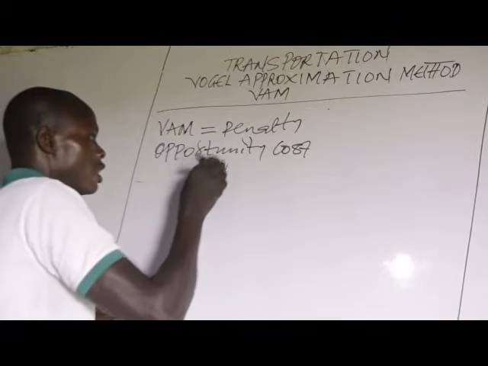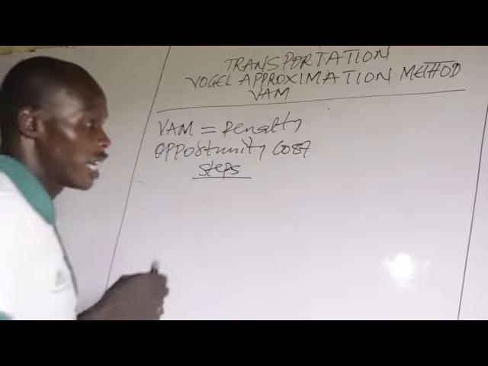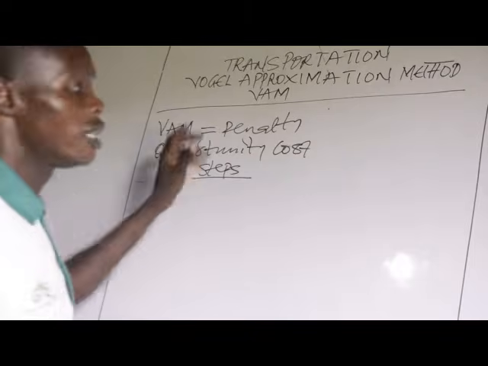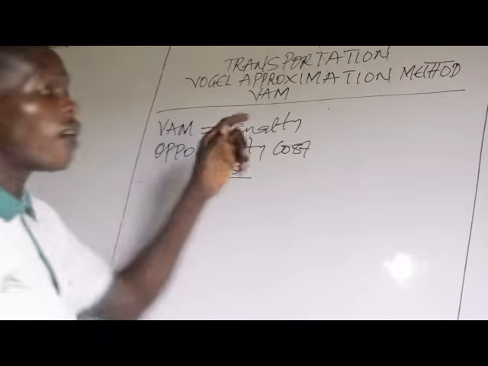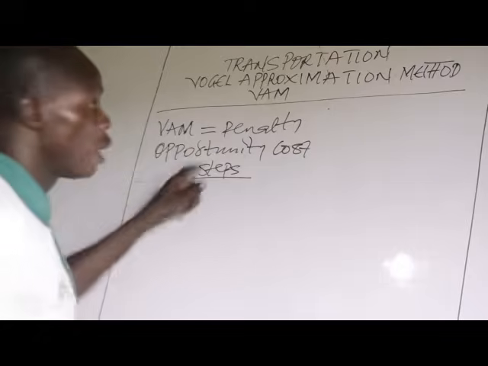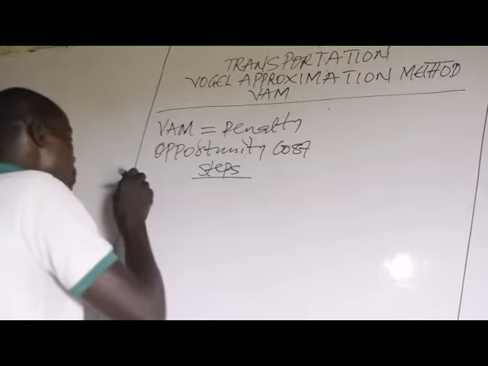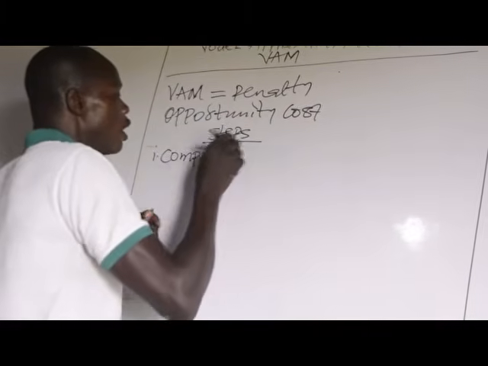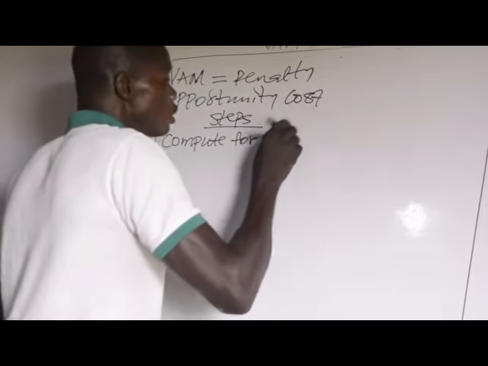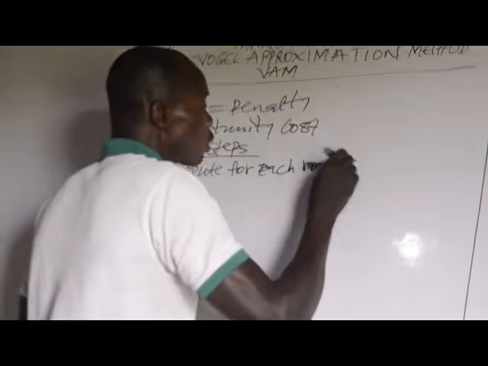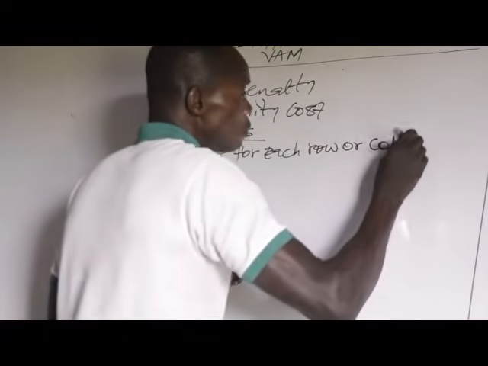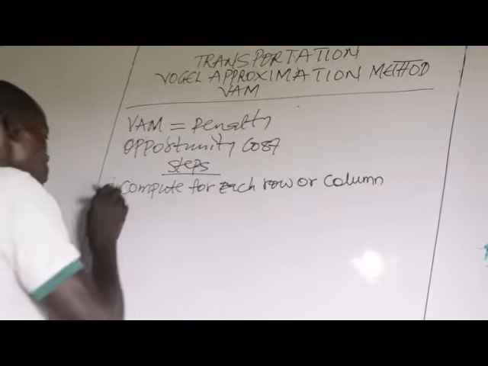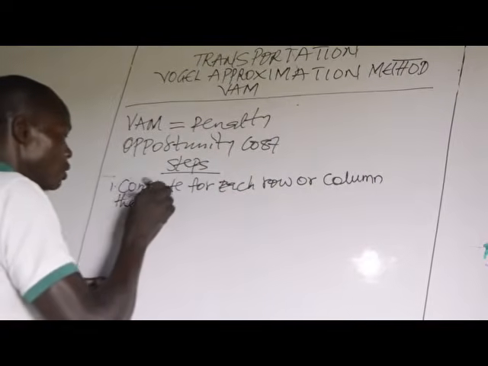Steps for solving transportation problem using VAM method. Step 1. Compute for each row or column the penalty.